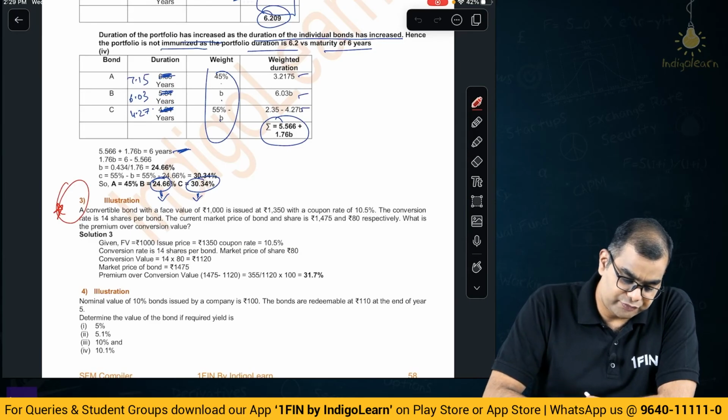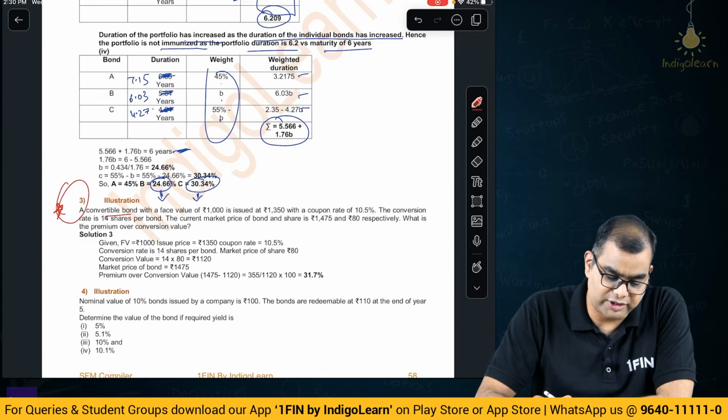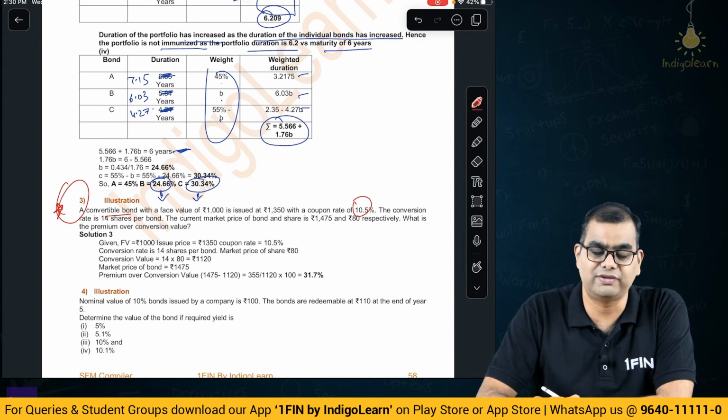The first problem: a convertible bond with a face value of 1000 rupees is issued at 1350 with a coupon rate of 10.5%. The conversion rate is 14 shares per bond. The current market price of the bond and share is 1475 and 80 respectively. What is the premium over conversion value?